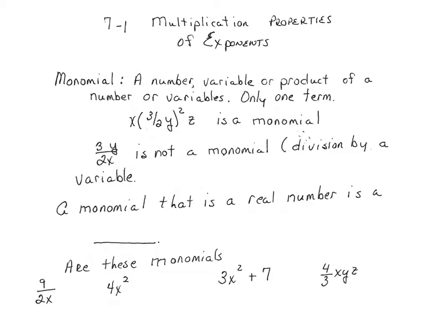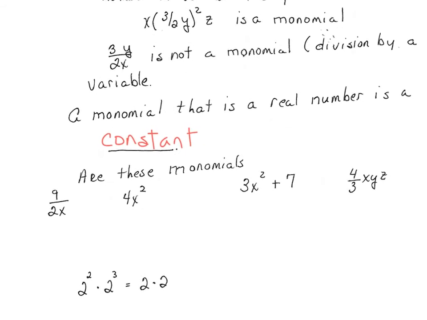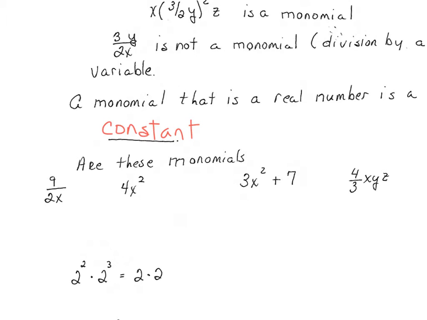A monomial that is a real number is a constant. So if we look at the next little section and we want to determine which ones of these are monomials, is the first a monomial? No, it's not, because we are dividing by an x. So this is not a monomial.